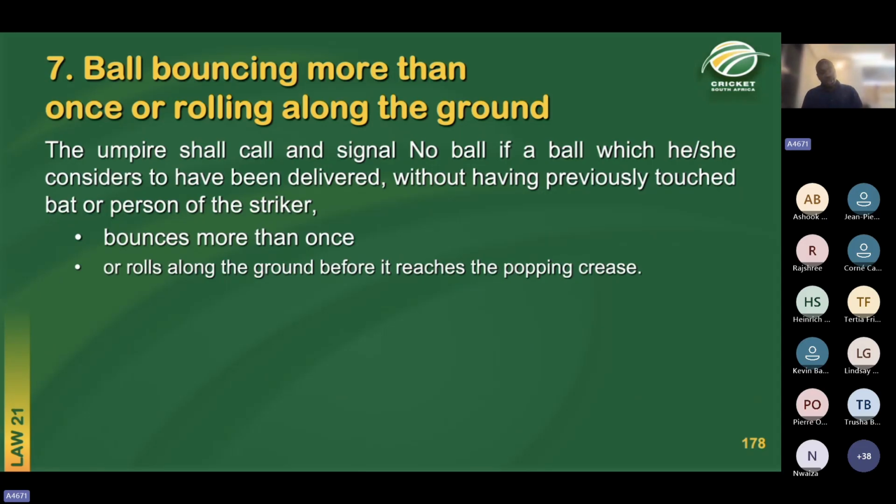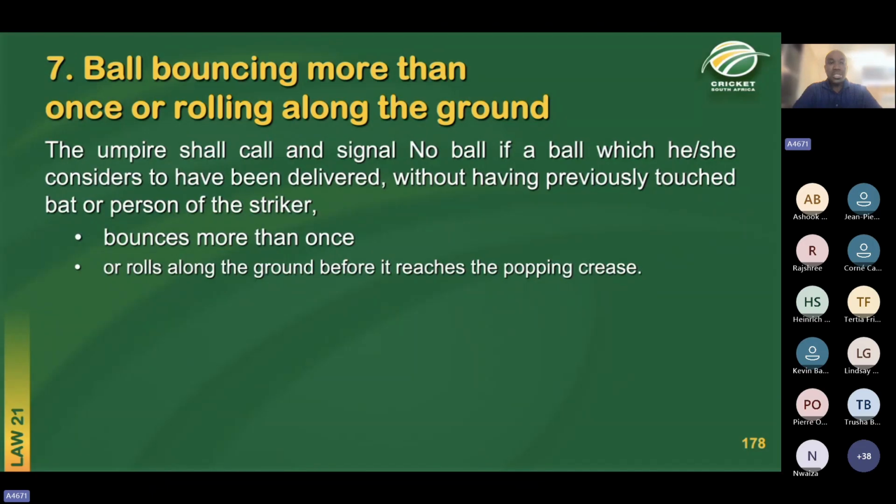But if it bounces 5 centimeters before the popping crease, so in front of the striker, then it is a no ball. So the striker's end umpire is in a great position, square of the wicket, to see where the second bounce happened in terms of proximity to the popping crease. Did it bounce in front of the popping crease for a second time, or did it bounce behind the popping crease? So teamwork is required there.